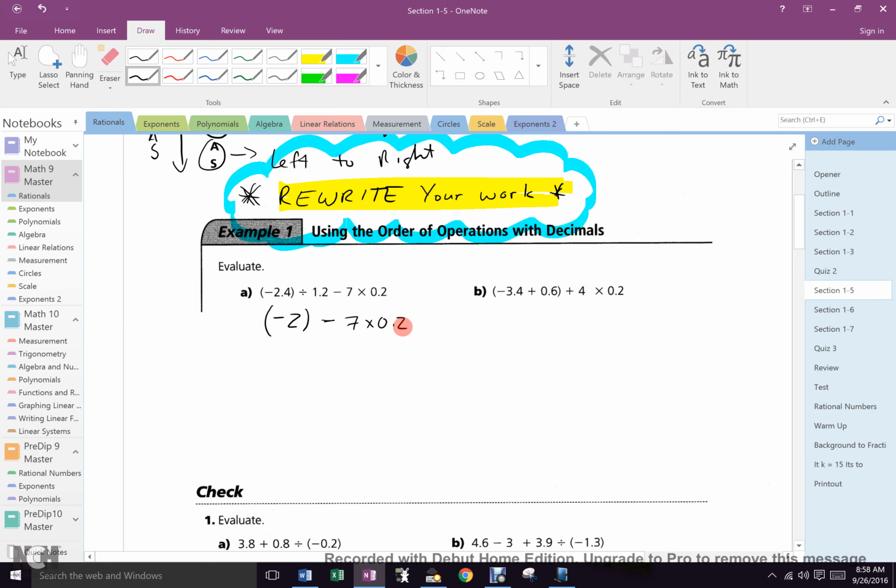Great. What's next? Multiplication. Do you see any? Right here. Can you do that in your head? Some of you can, some of you can't. So what are you going to do? Get out your calculator. You didn't change negative 2. You didn't change the minus, but you did this. What's this? 1.4. Right? Now, some of you aren't going to be able to do that in your head. So what do you do? Calculator. And what is it? Negative 3.4.